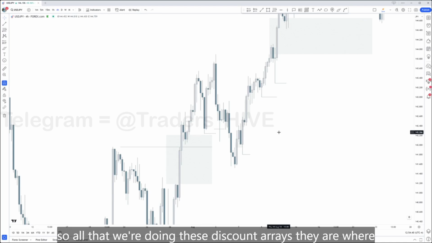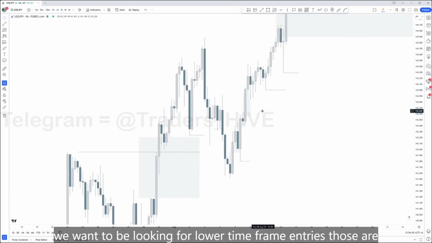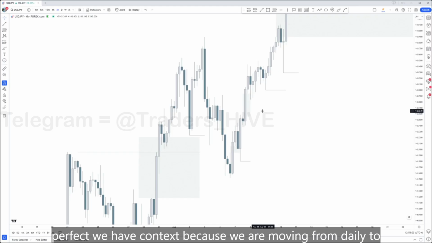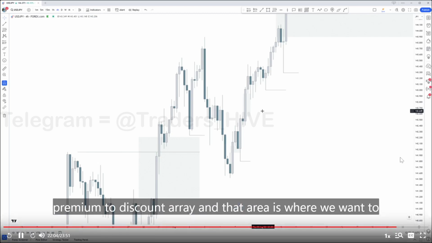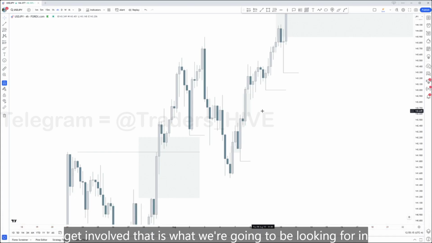So all that we're doing, these discount arrays, they are where we want to be looking for lower time frame entries. Those are our boundaries to go into the lower time frame. So first, we are establishing bearish versus bullish arguments. Do we have high probability conditions on this pair? Yes. All right. Where are we likely continuing higher from? Based on order flow. Perfect. We have context because we are moving from daily to premium array. Or if we're bearish, premium to discount array. And that area is where we want to get involved. That is what we're constantly doing.